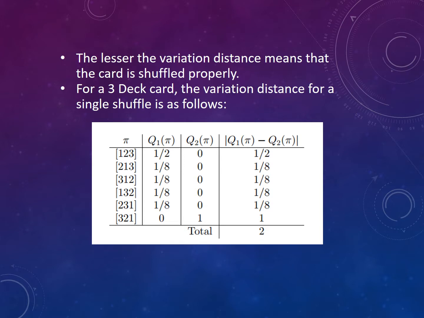So we can see in the table that for Q1 it's a half until 231 and 0 for 321, whereas for Q2 it's just 1 for 321 and the rest it's 0. So here Q1 minus Q2 gives us the output as 1, and the densities are as far apart as possible. For variation distance, the lesser the variation distance, the more properly the cards are shuffled.